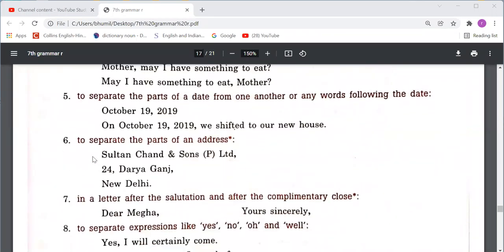To separate the parts of a date from one another and any words following the date. To separate the date from the year, whenever we write the date and year, to make them separate, we need to use a comma, like October 19, 2019. So to make them separate, we have used a comma after the date. On October 19, 2019, we shifted to our new house. So again, we have used a comma to make them separate.